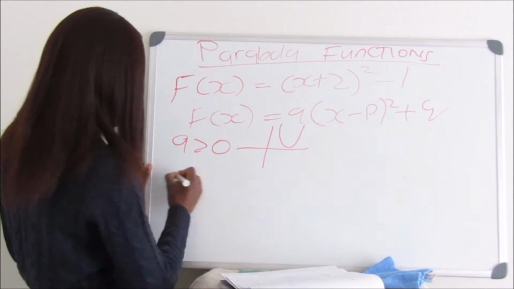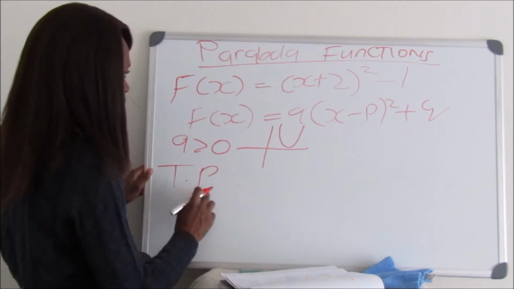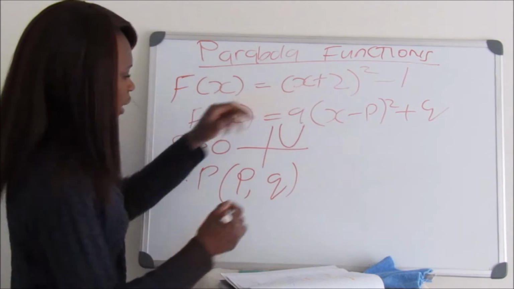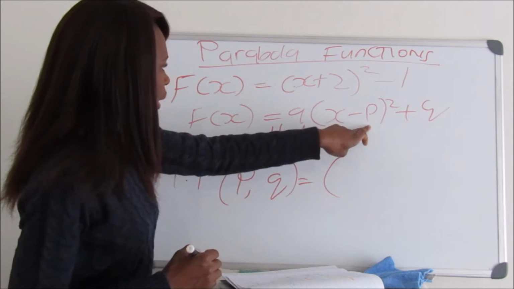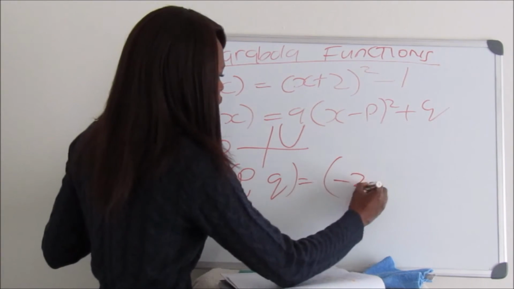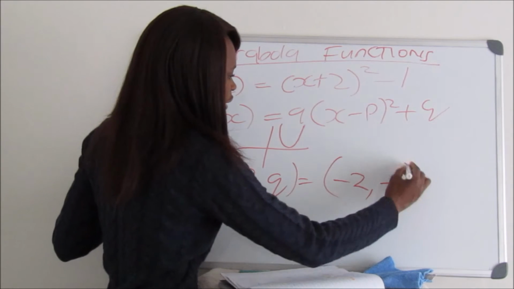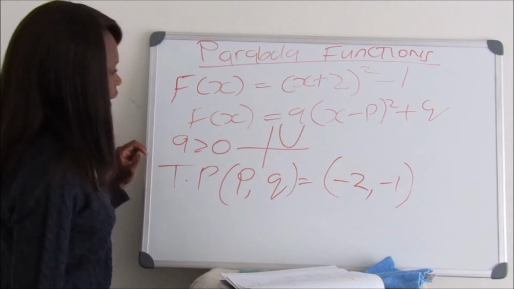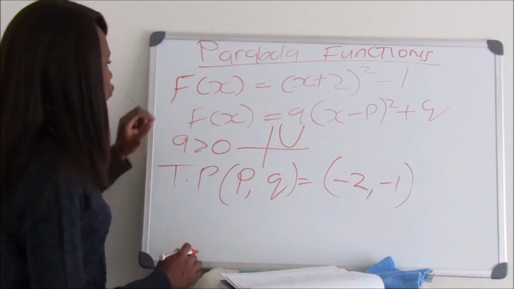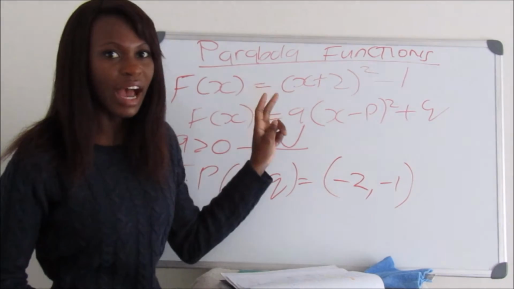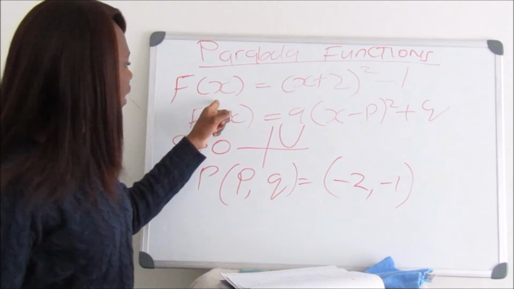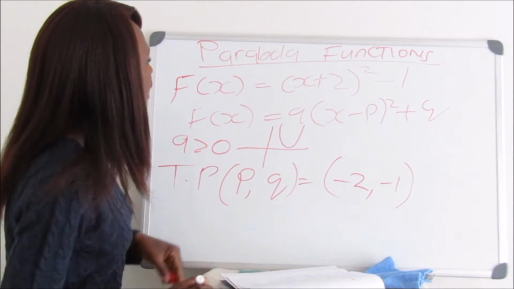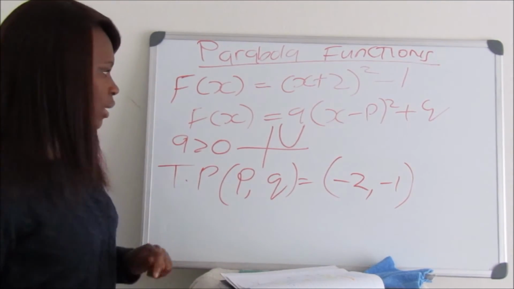Then another thing that we have to take into consideration is the coordinates of the turning point, which are determined by p and q. From the equation that we have, we can see that p is -2 and q is -1. So these are the coordinates of our turning point. The third thing that we must do is to find the y- and x-intercepts by making the other value 0. To find the y-intercept, we make x equal to 0, and to find the x-intercept, we make y equal to 0.